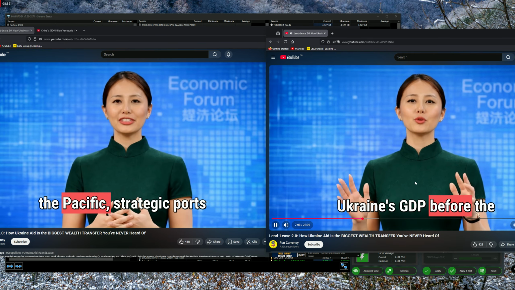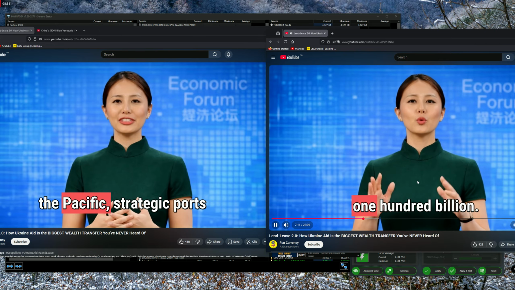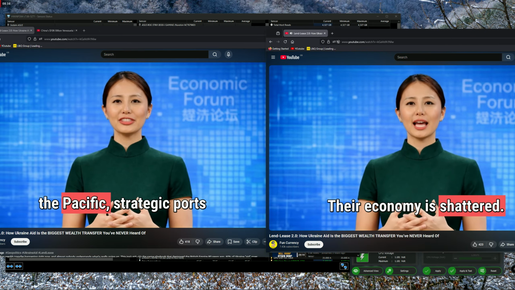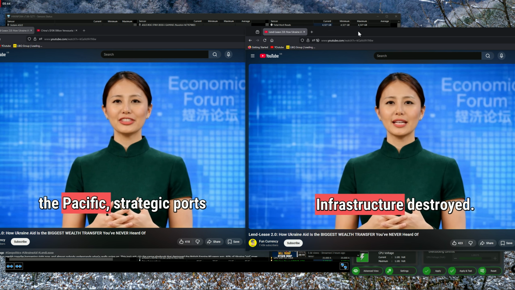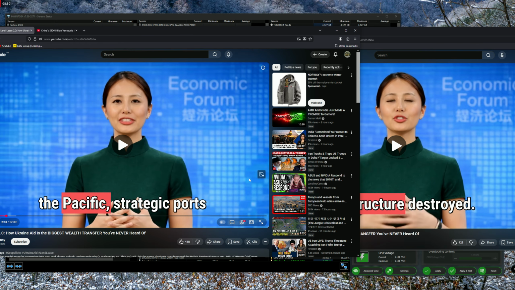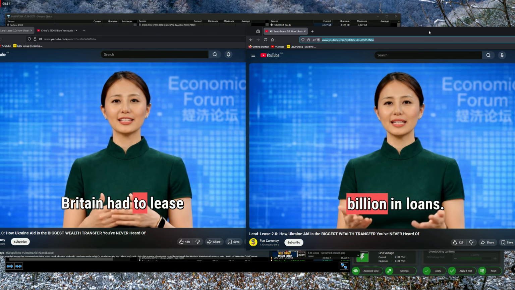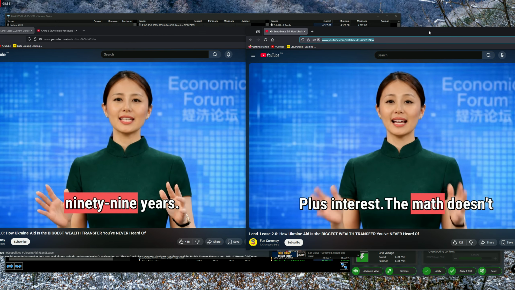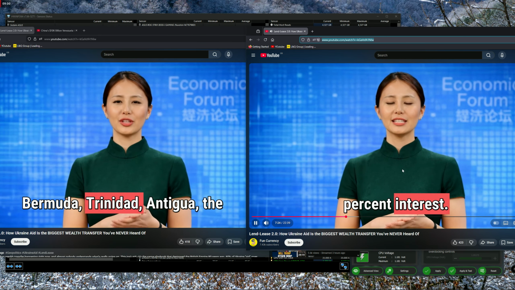Ukraine's GDP before the war was 160 billion a year. Now it's down to 100 billion. Their economy is shattered. Infrastructure destroyed. Millions of people have left, and they owe 34 billion in loans to America, plus interest. The math doesn't work. Ukraine owes 34 billion at 2 to 3% interest.